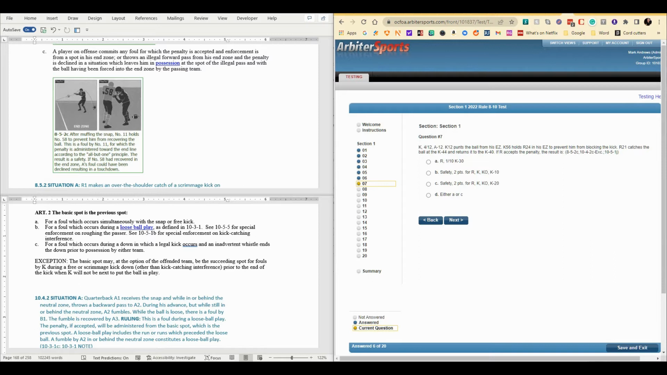R21 catches the ball at the K44 and returns it to the K40. If R accepts the penalty, the result is... Now, the immediate thing that comes to mind is it's a safety, right? We know from many questions and experience that any foul that's accepted where the enforcement spot is the end zone is a safety. And that's in 8-5-2-c. And it says it's a safety way up above there.